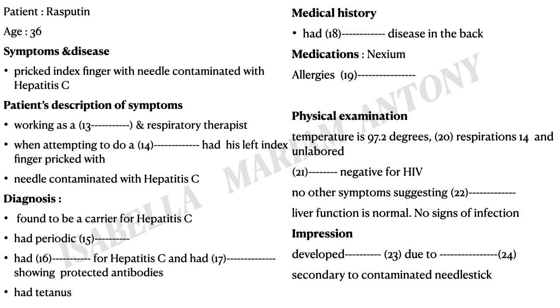In the diagnosis, I was found to be a carrier for hepatitis C and negative for HIV. I had a periodic screening, including blood tests. I completed a 3-shot series for hepatitis B and had titers drawn that shows protected antibodies. I am up to date on my immunization, including tetanus. What's your age? 36, doctor. What medications are you taking? Nexium. Any previous medical history or surgeries? I had degenerative disc disease in my back.